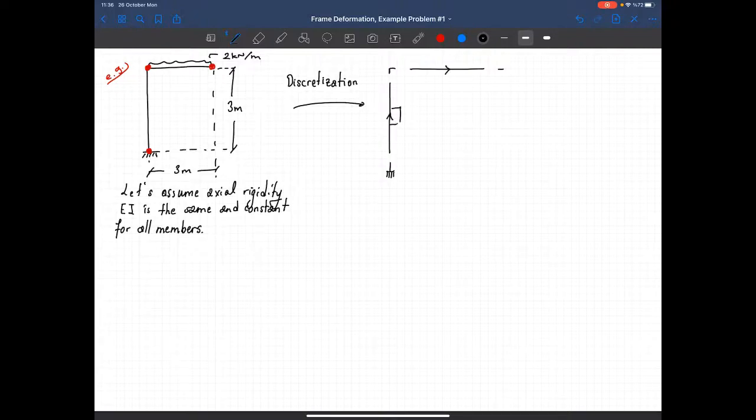Now I'm using arrows. These arrows will help me to figure out the local coordinate axis of this member. So this is the local x prime. This is the local y prime. I will use these local axes to write my differential equations. This is local x prime for the first member and local y prime for the second member. So these are the local axes and these are the nodes.